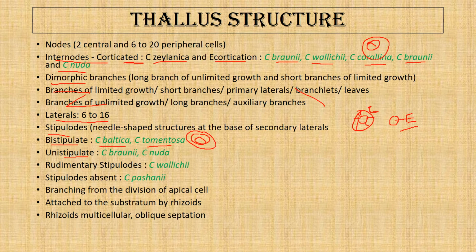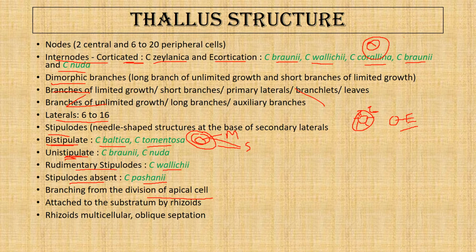This is the two layer around. This is the main axis, and these are the two layers of stipulodes in bistipulate, and unistipulate has only one layer. Rudimentary stipulodes are also present, as in Chara wallichi, and sometimes stipulodes are also absent, as in Chara partially. Now, growth in Chara is mainly by the division of the apical cell.